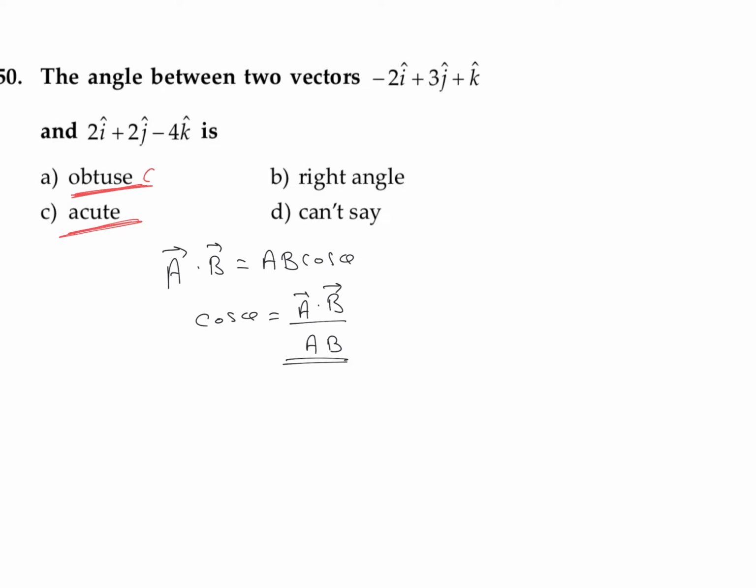Obtuse angle means the value of theta is greater than 90 degrees. Acute angle means the value of theta is less than 90 degrees. And right angle means the value of theta is equal to nothing but 90 degrees. So how will we decide that?